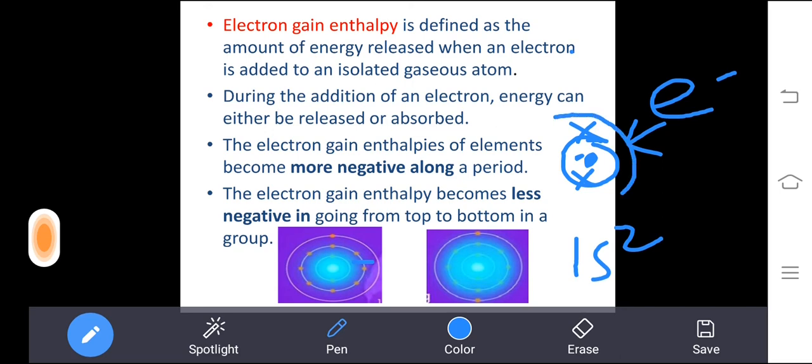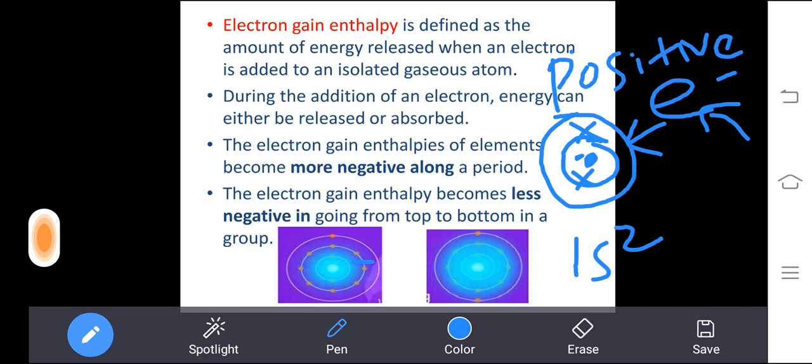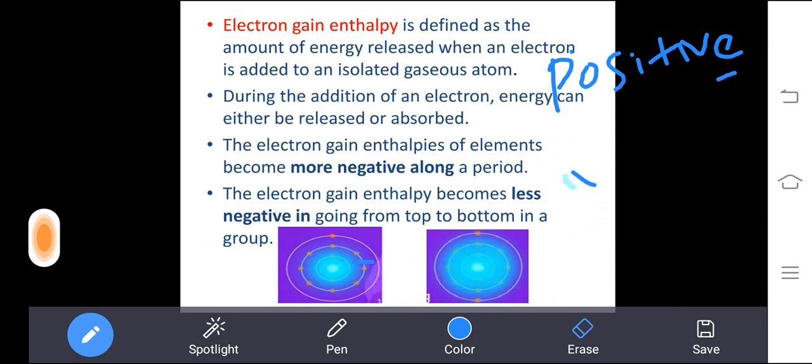So what you want to do, you want to give some energy to this electron to place the electron in the new shell. At this time it will have a positive electron gain enthalpy. So for all the noble gases, it will have a positive electron gain enthalpy, it doesn't have negative electron gain enthalpy. So negative electron gain enthalpy means, you take this example here.